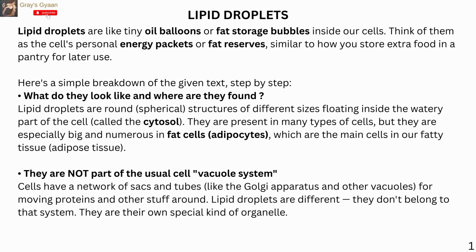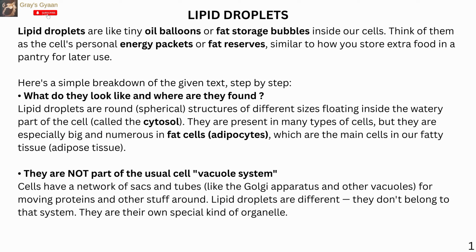What do they look like and where are they found? Lipid droplets are round, spherical structures of different sizes floating inside the watery part of the cell, called the cytosol. They are present in many types of cells, but they are especially big and numerous in fat cells, adipocytes, which are the main cells in our fatty tissue, adipose tissue.